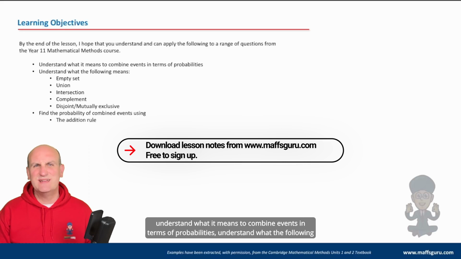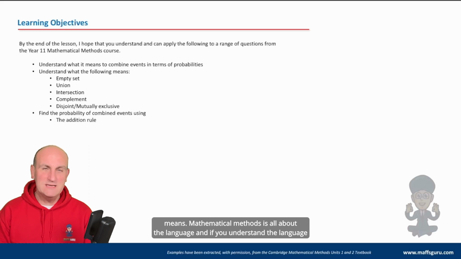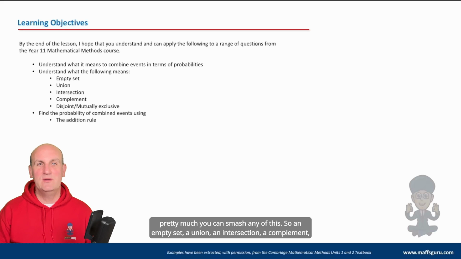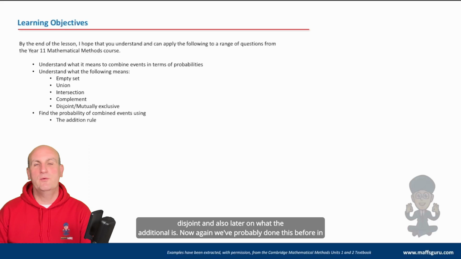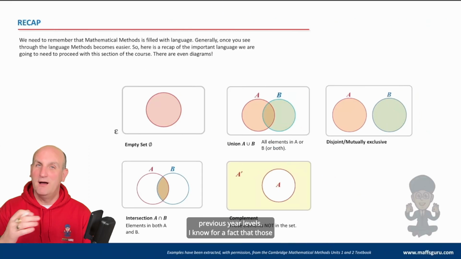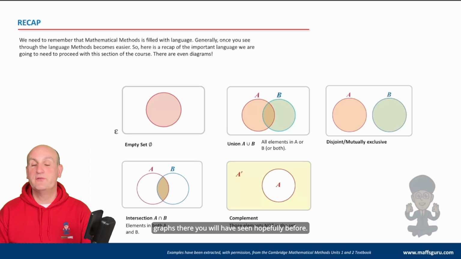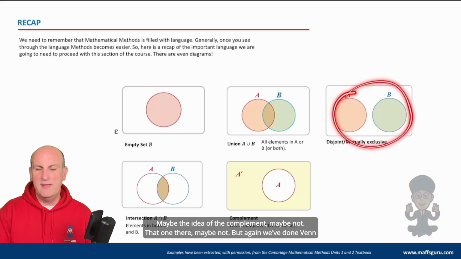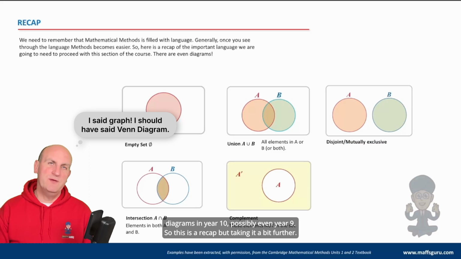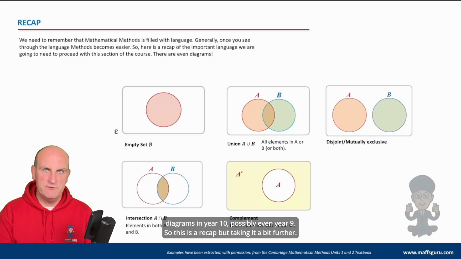My learning objectives: understand what it means to combine events in terms of probabilities, and understand what the following means. Mathematical methods is all about the language, and if you understand the language, pretty much you can smash any of this. So an empty set, a union, an intersection, a complement, disjoint, and also later on what the addition rule is. Again, we've probably done this before in previous year levels. I know for a fact that those graphs there you will have seen before. Maybe the idea of the complement, maybe not. But again, we've done Venn diagrams in year 10, possibly even year 9. So this is a recap, but taking it a bit further.